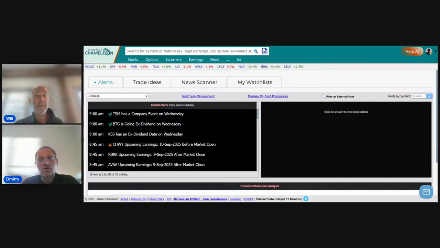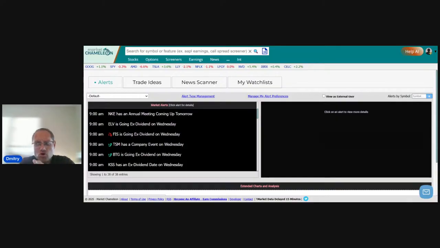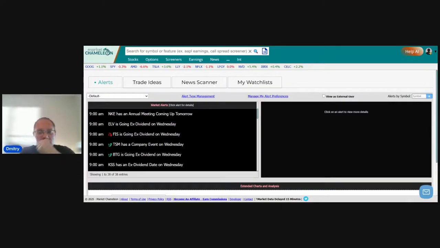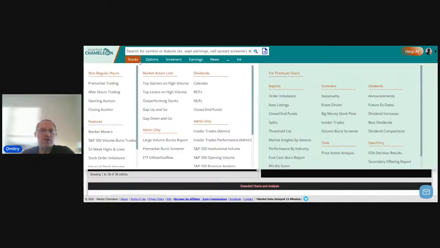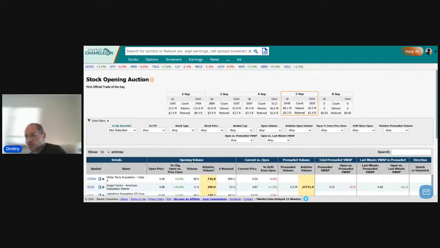Okay. There you go. And yeah, let me go to the screener, and then we'll talk about the opening auction or the official opening price in the stock. First, let me navigate to the screener under stocks, main menu. On the left-hand side, we're going to click on open auction, opening auction. And we come to the screener.